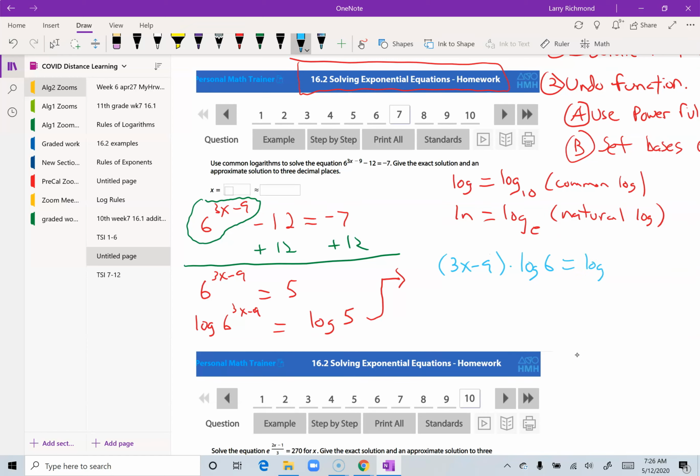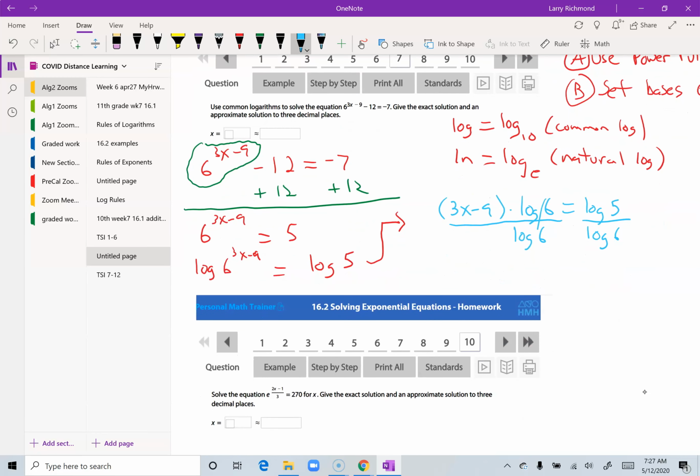And we're pretty much done at this point. Log 6 is a number. Log 5 is a number. So this is a standard equation in one variable we've been solving for a long time. I could distribute this log 6 over this parentheses, but it'll just add an additional step. At this point, I'm going to divide by that on both sides. Just think of it as a number. In a second, we'll use our calculator to evaluate it.